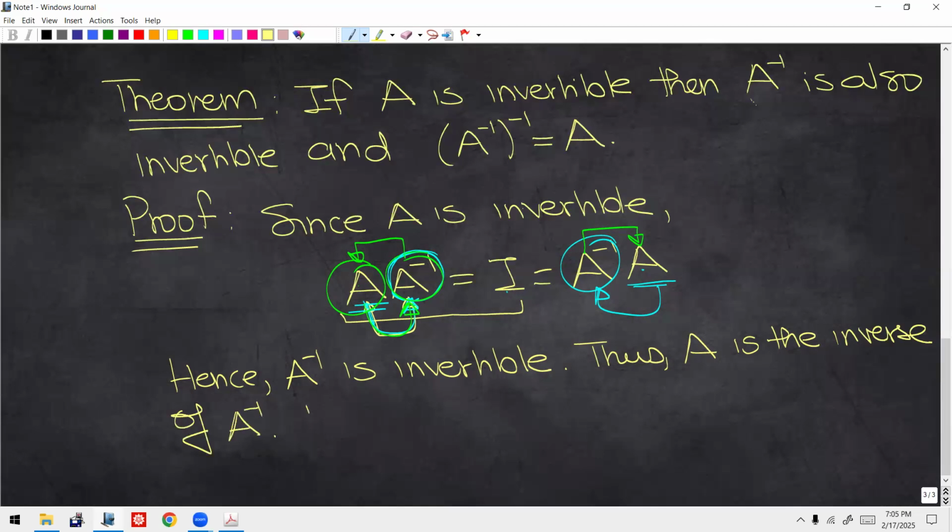Okay, therefore A inverse inverse, so the inverse of this is A. So A inverse inverse is A. And that's how we get that. Okay, all right. So if A is invertible, the inverse is also invertible.